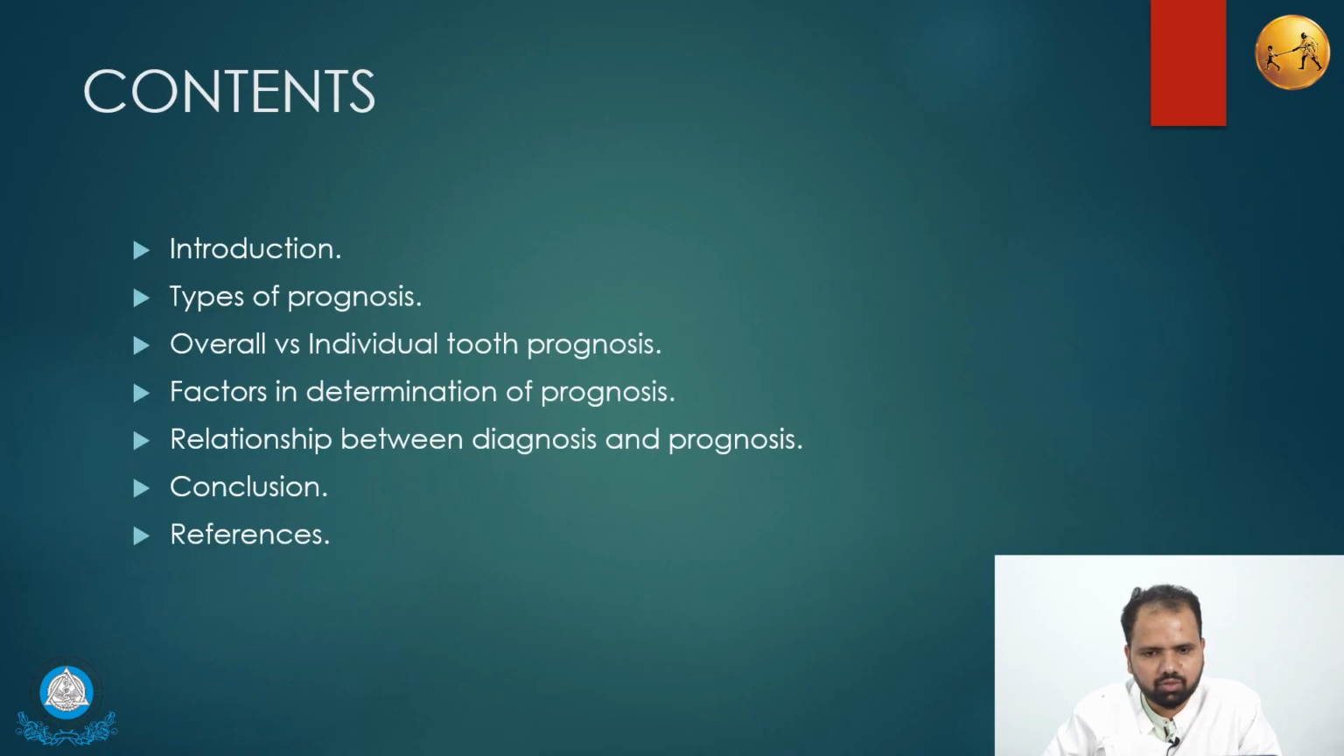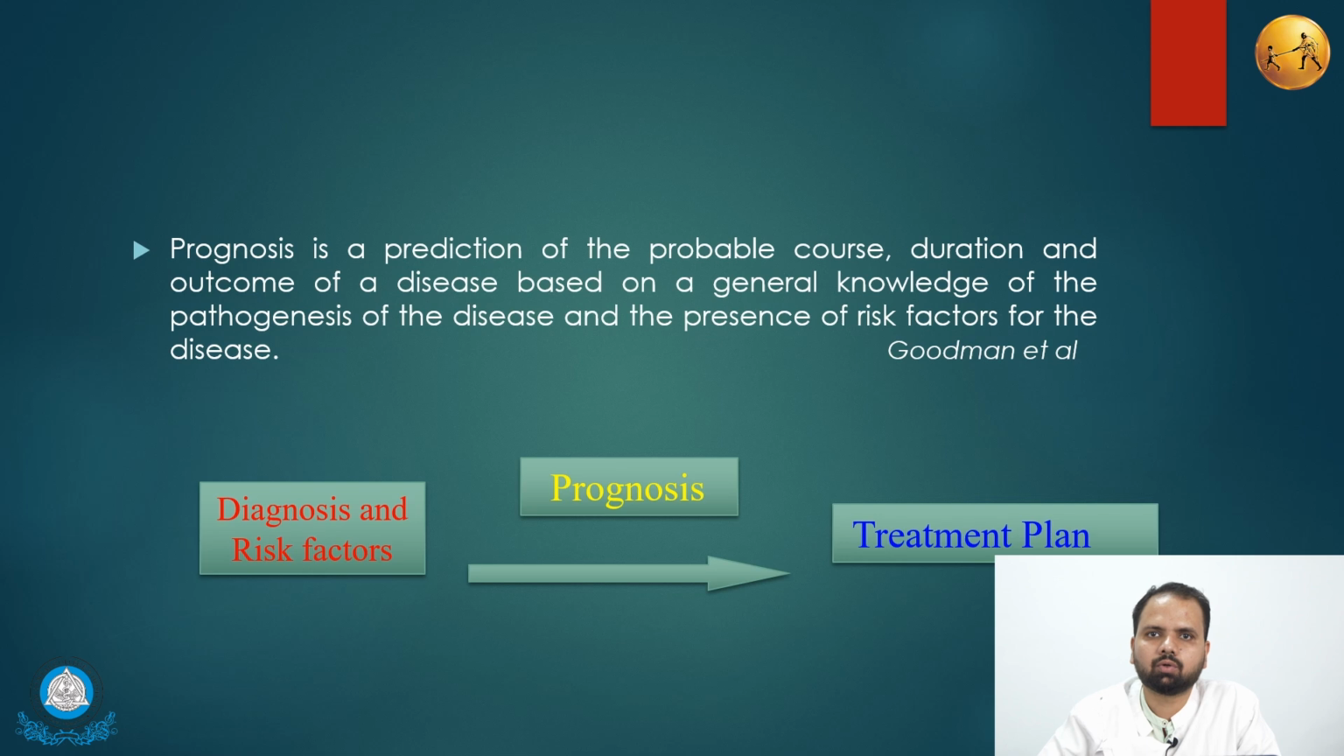So today the topic that we would be talking upon is periodontal prognosis. To begin with, let's see what exactly prognosis is. Prognosis is a prediction of the probable course, duration and outcome of a disease, which is based on the general knowledge of the pathogenesis of that particular disease and the presence of risk factors for the disease.